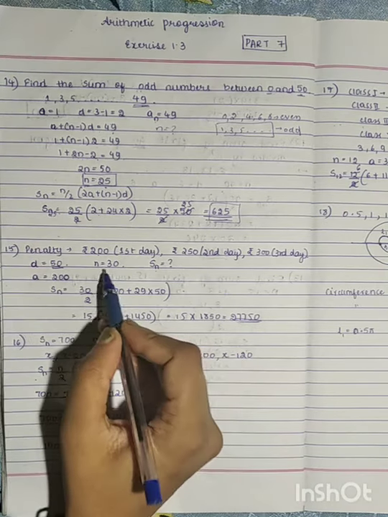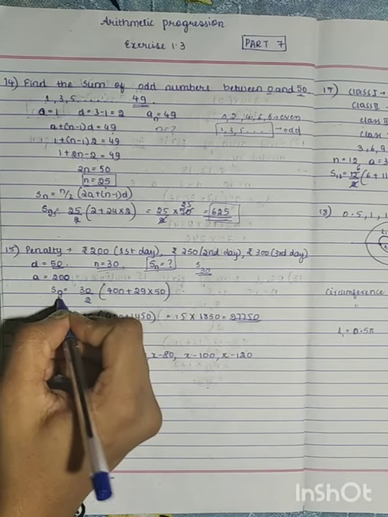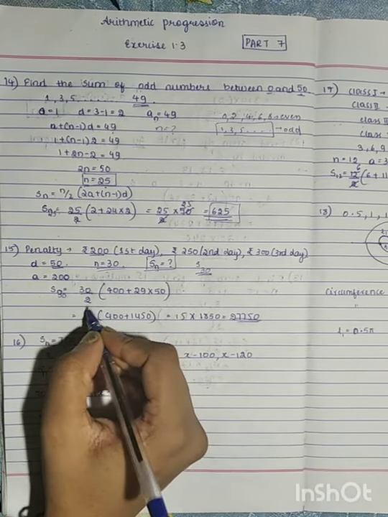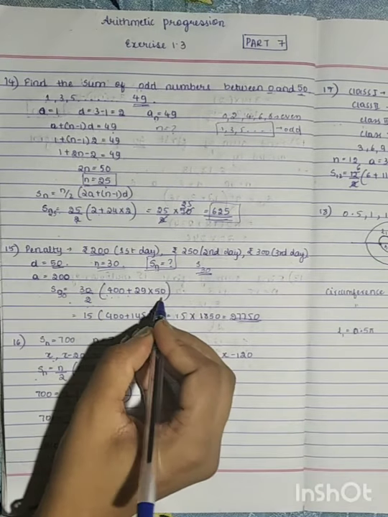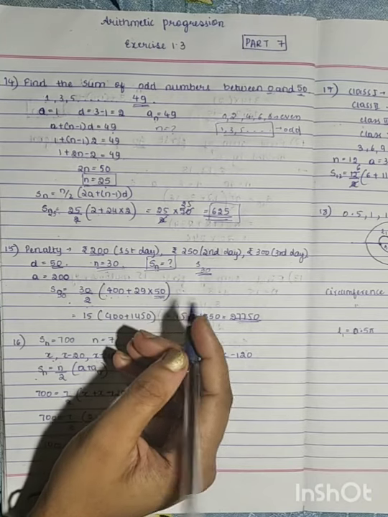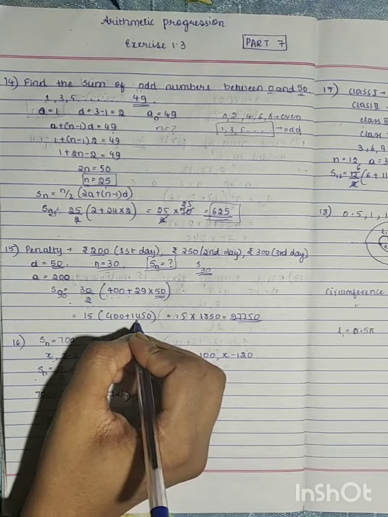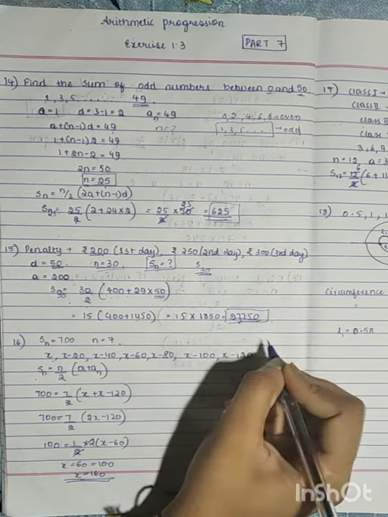So here n is equal to 30. We have to find the total penalty that is to be paid by the contractor. So it can be denoted as Sn, that is S30. And a here is 200, because the first day is 200. We will find out the sum: n upon 2, that is 30 by 2, into (2 into 200, that is 400, plus (n minus 1), that is 30 minus 1, into d). d here is 50 because it is increasing by 50. Now let us go for further calculation: 15 into (400 plus 1450), that comes up to 27,750. So this would be the penalty which he has to pay.